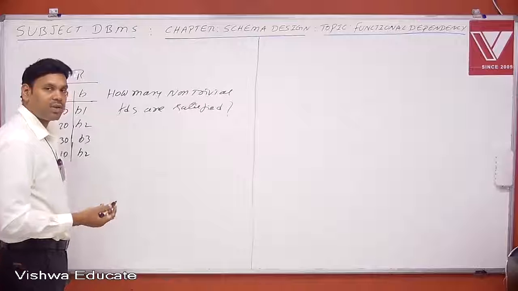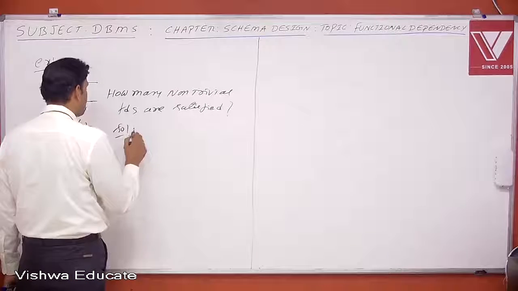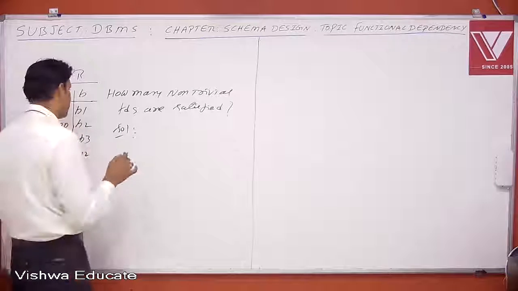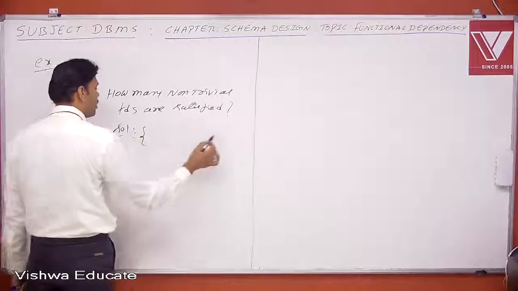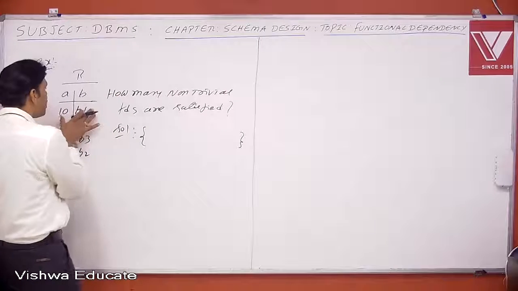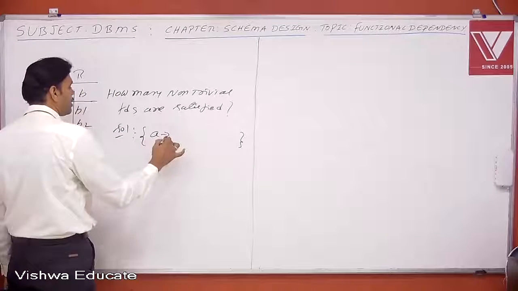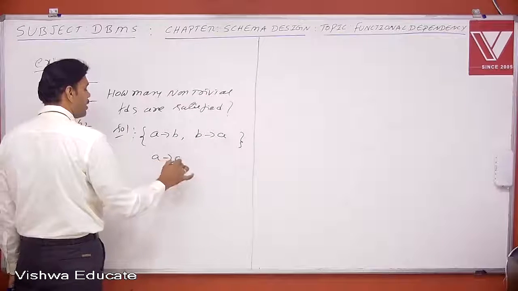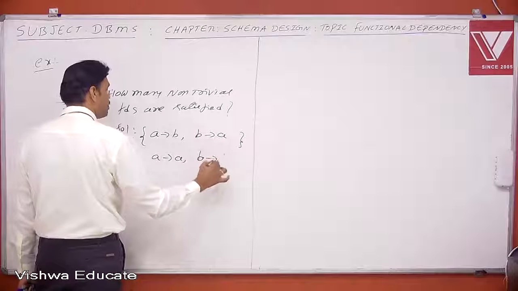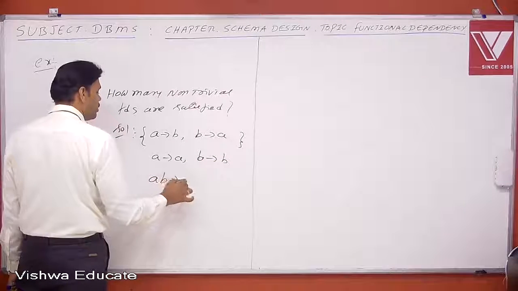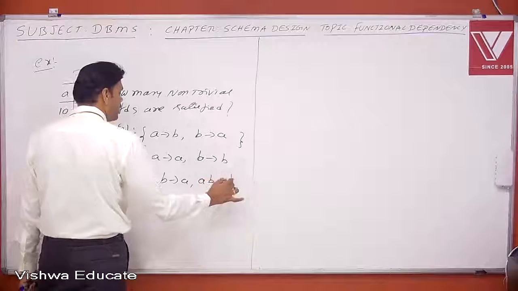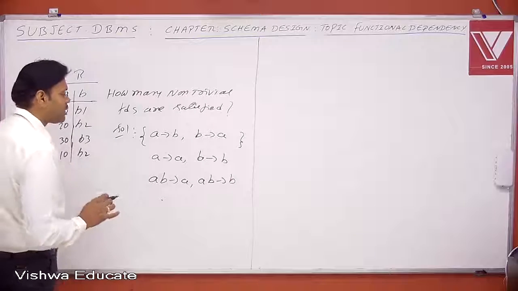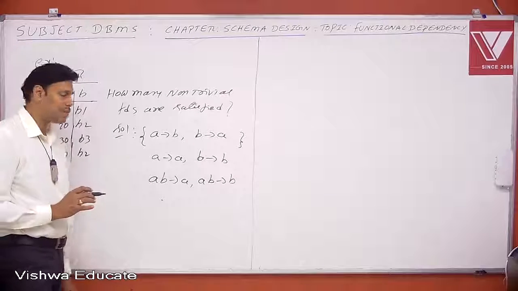So you know what is the meaning of non-trivial FDs? Non-trivial FDs are nothing but the RHS must not be a part of the LHS. So tell me how many you can derive from the given R. I can write A→B and B→A. I can write A→A, B→B, AB→A and AB→B, and that's it. These are the maximum possible functional dependencies.